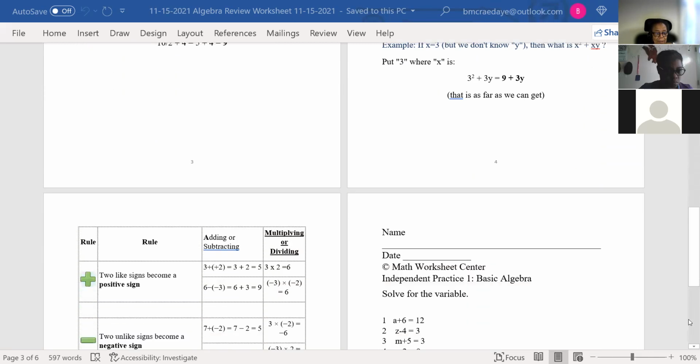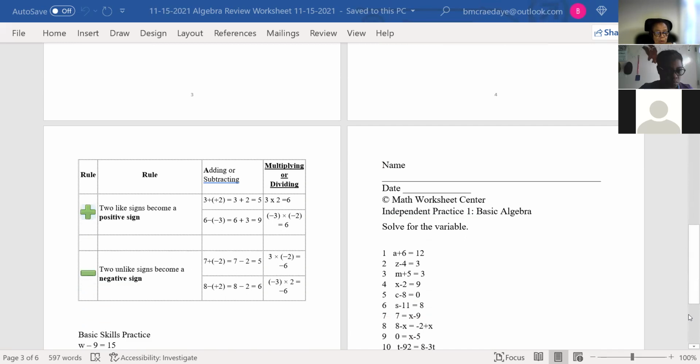Okay. Now, just to review your multiplication, dividing, adding and subtracting rules. Two like signs become a positive sign when you're adding or subtracting. 3 plus a plus 2 is 5. 6 minus a minus 3, and a minus minus gives you plus, so 6 plus 3 is 9.